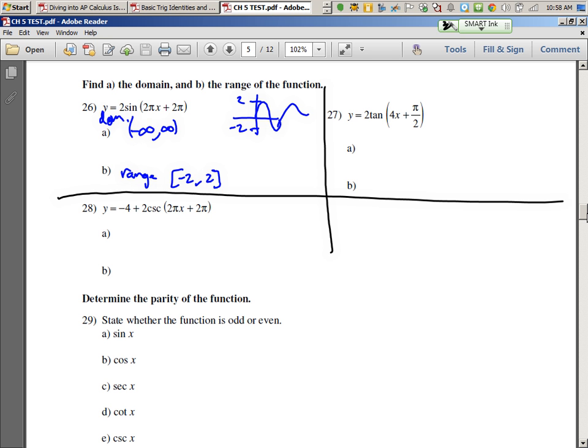So for 27, we have a tan graph. This is the parent function for tan. And notice it's infinitely tall, right? It goes infinitely upwards, infinitely downwards. So no matter what you do to the range, you're not going to change that. This range is all real numbers, no matter what we do. But the domain is tricky on this one.